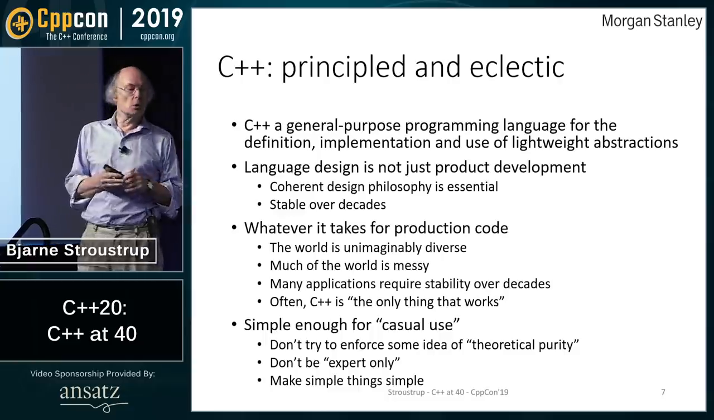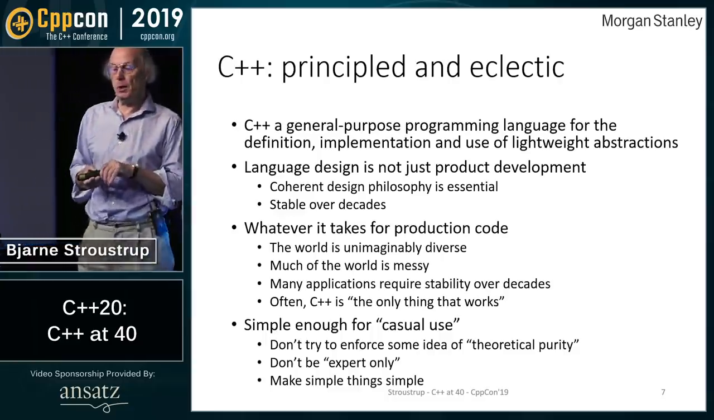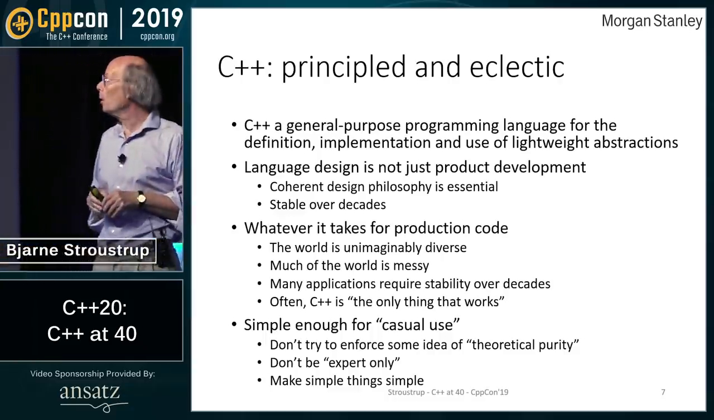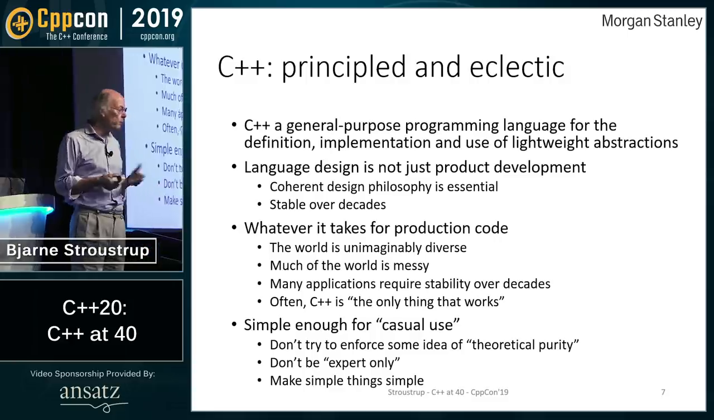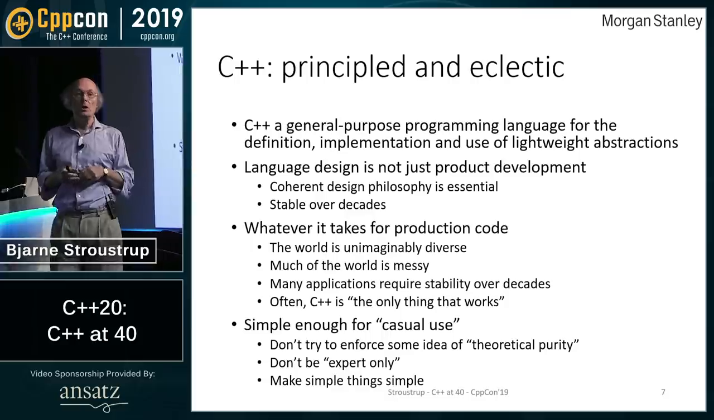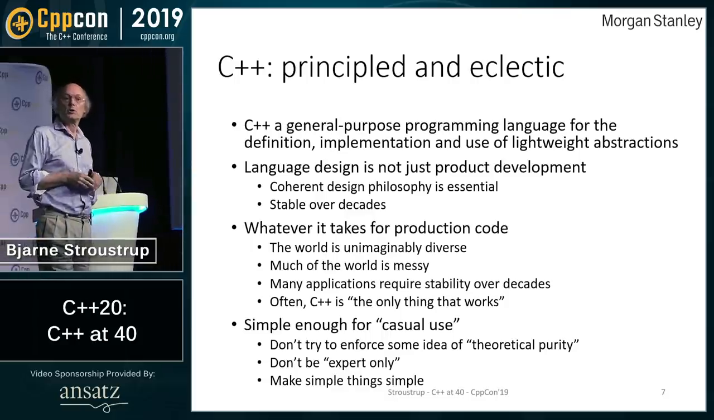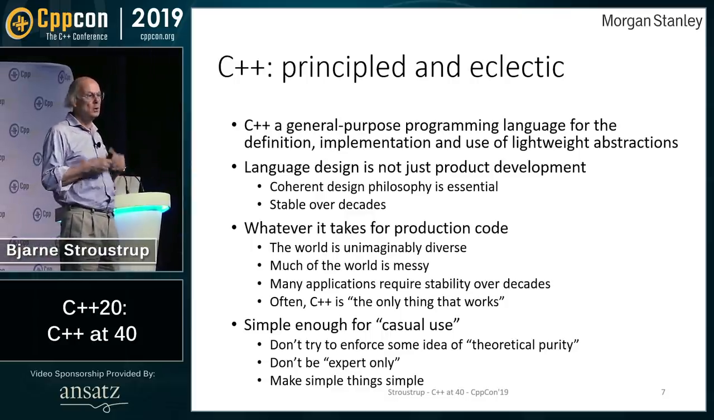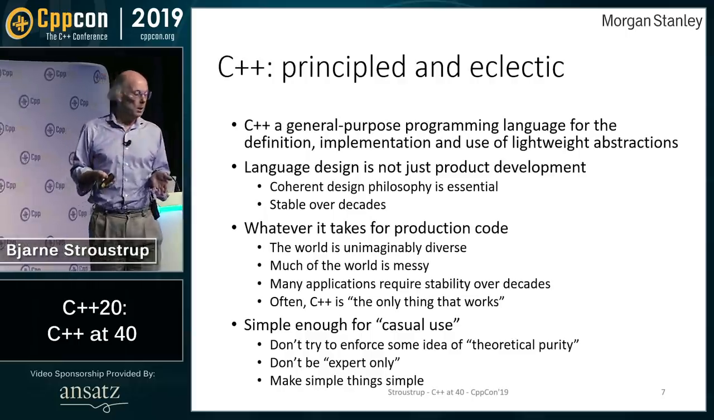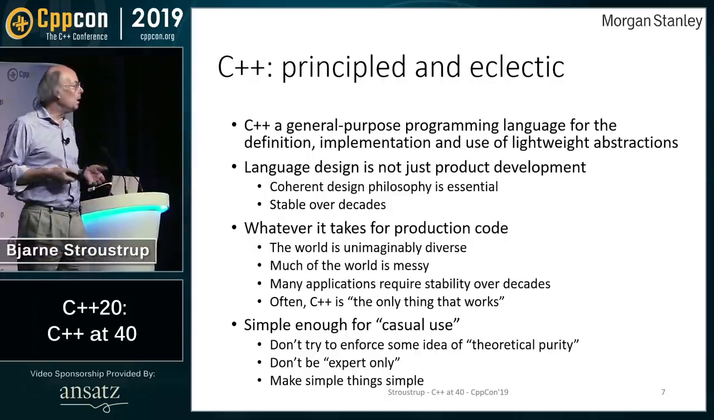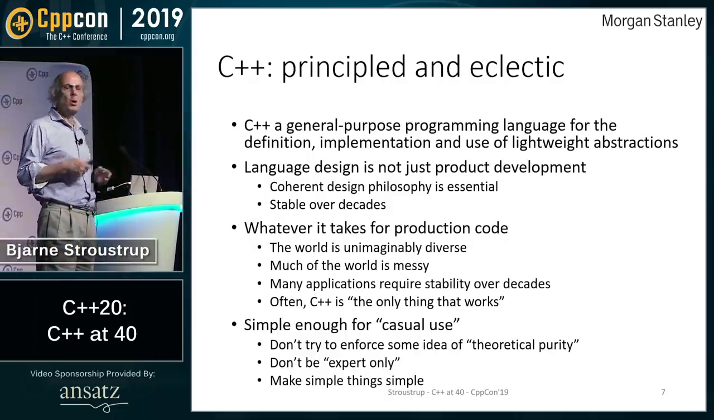C++, I think, is principled and eclectic. It's a general purpose programming language, and the key to good use is the definition, implementation, and use of lightweight abstractions. A lightweight abstraction is something that directly represents an idea and does it in an affordable and simple manner. And a language is not just product development.